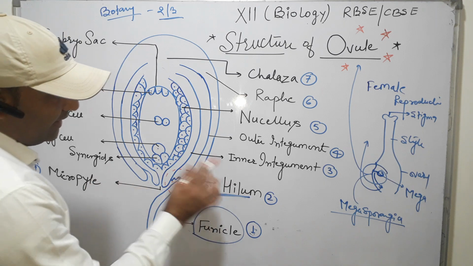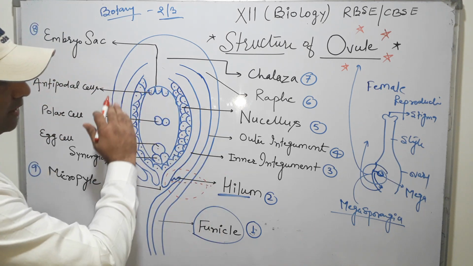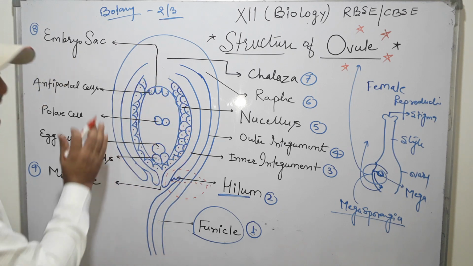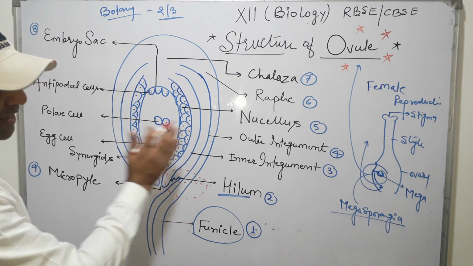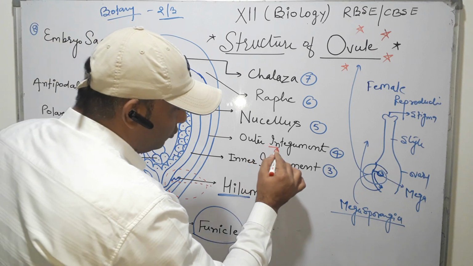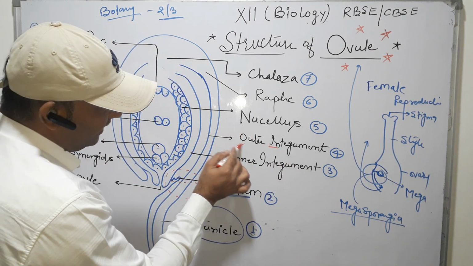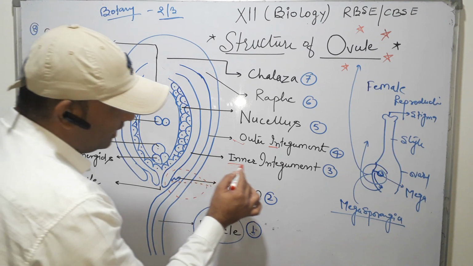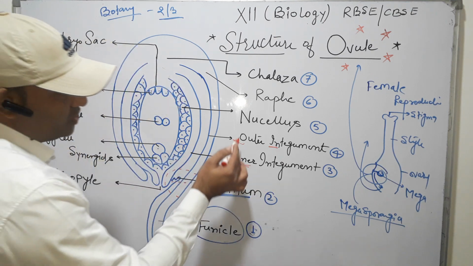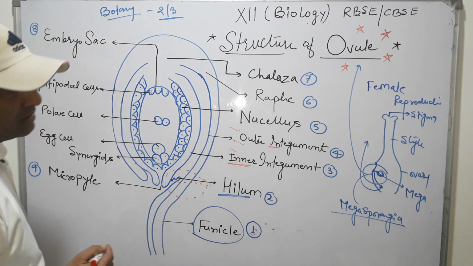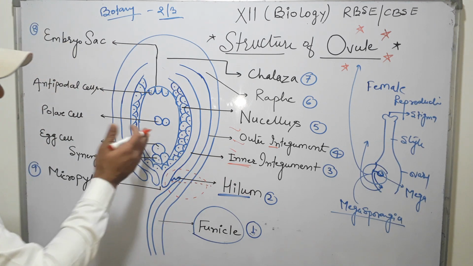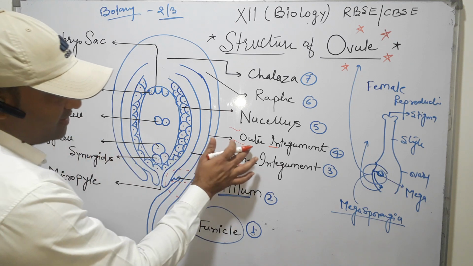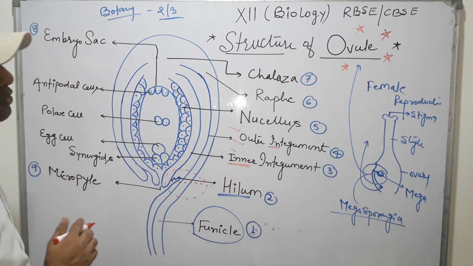Third part, integuments. Integuments are the covering. The embryo sac is covered by two integuments or two coverings. The outer is called outer integument, and the inner covering is called inner integument. The function of outer and inner integuments is to provide protection to the embryo sac, because the embryo sac is the main part. Clear?